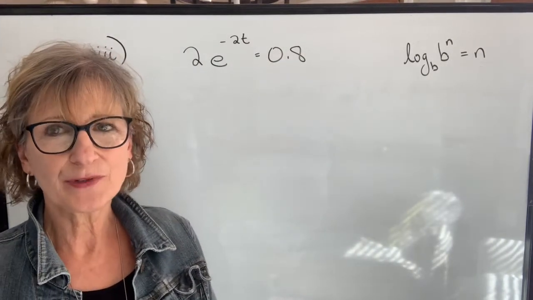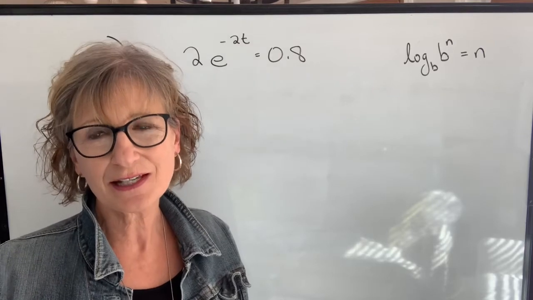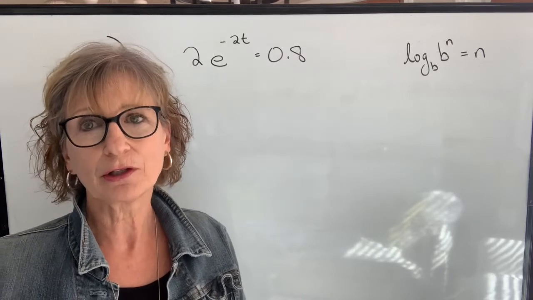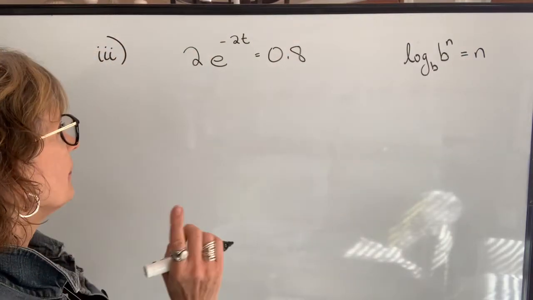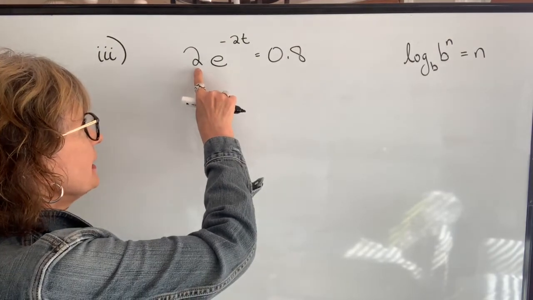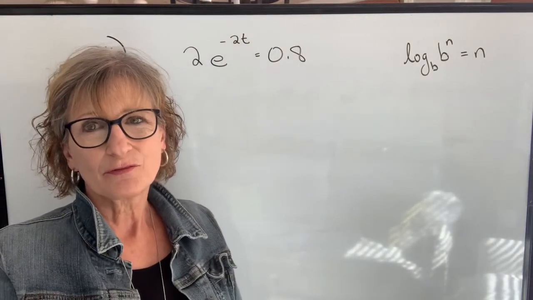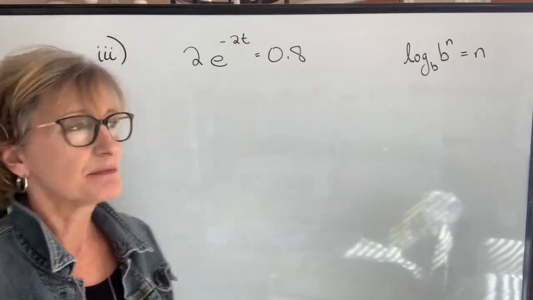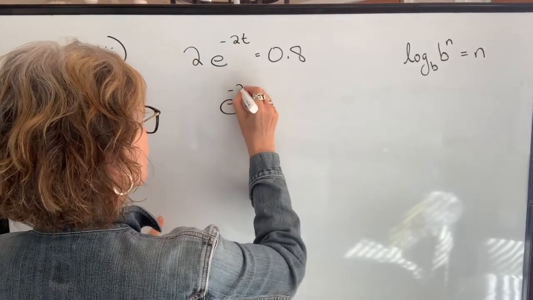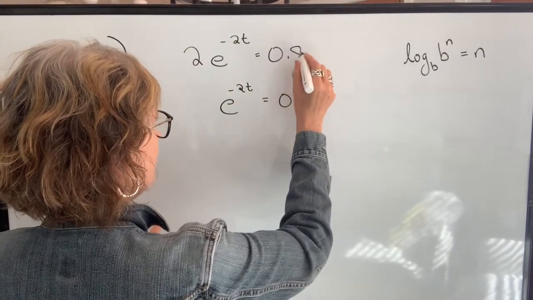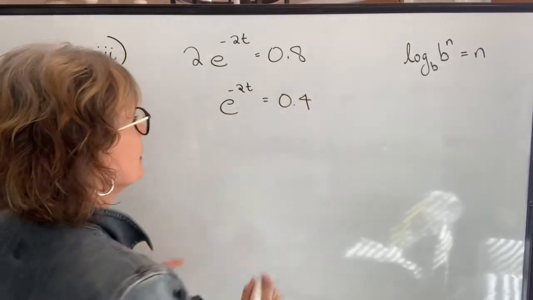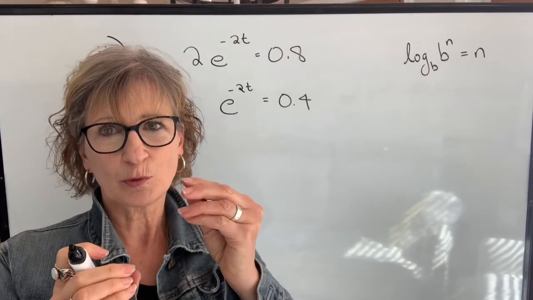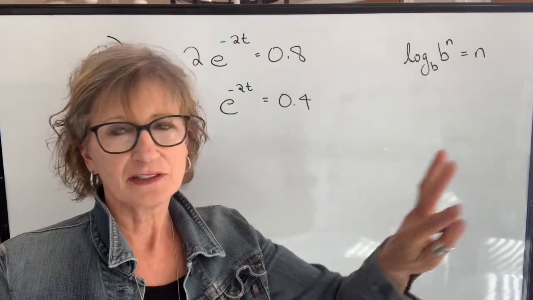My next example is base e. So in this case, when I take the logarithm of both sides, I'm going to take the natural log of both sides rather than the common log. I'm going to use base e. But before I can take the log of both sides, I need to deal with this coefficient. It's going to get very complicated if I take the natural log without doing the simplification. So what I'm going to do is just divide both sides by 2. So I will end up with e to the negative 2t is equal to 0.8 divided by 2, which is 0.4. So do any simplifications that you can so that you just get your power, your base with your exponent on one side, and then some quantity on the other side.